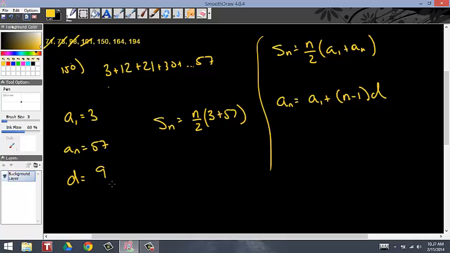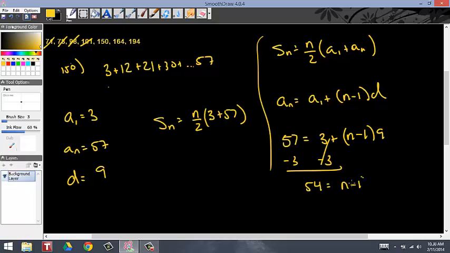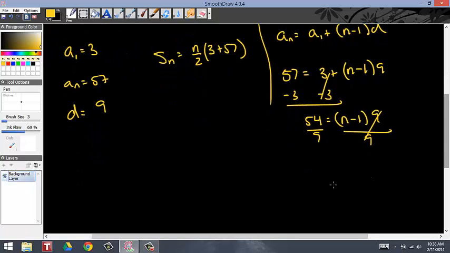Ty? 9. So we can say now that 57 is equal to 3 plus n minus 1 times 9. I don't need that n bracket there. So from here, I'm going to subtract 3 from both sides. So I've got 54 equals n minus 1 times 9. Now I'm going to do something a little bit different. I'm going to divide by 9. So I get n minus 1 equals 6. Therefore, n equals 7.